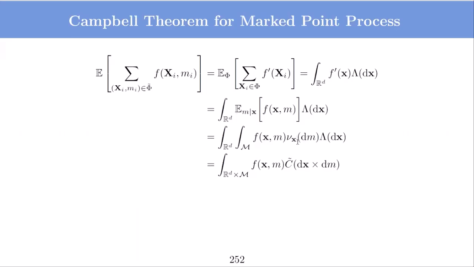Now, if you recall, nu x and lambda dx, if you multiply, they will become the Campbell-Mecke measure, which is C(dx cross dm). So this will be just the integration of f(x, m) on this Campbell-Mecke measure. You can see that now this looks exactly like Campbell theorem. The marked point process is a point process with this intensity measure. If you take (xi, mi) as the coordinate of the point, in the equivalent point process, this is just a summation over all coordinates, and you get this Campbell-Mecke measure. You multiply by the function, and then you integrate it.